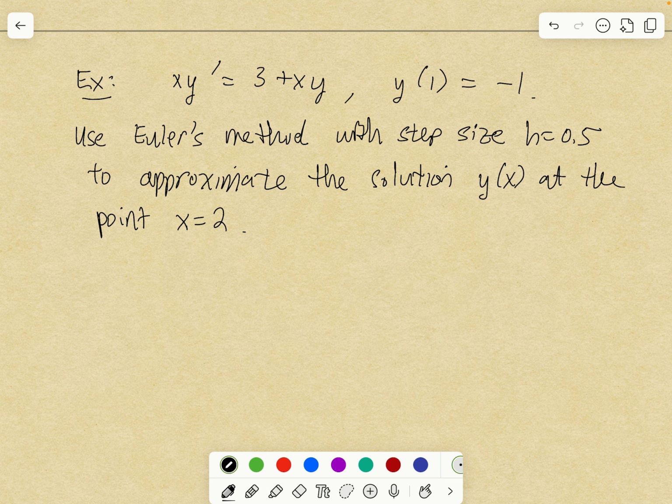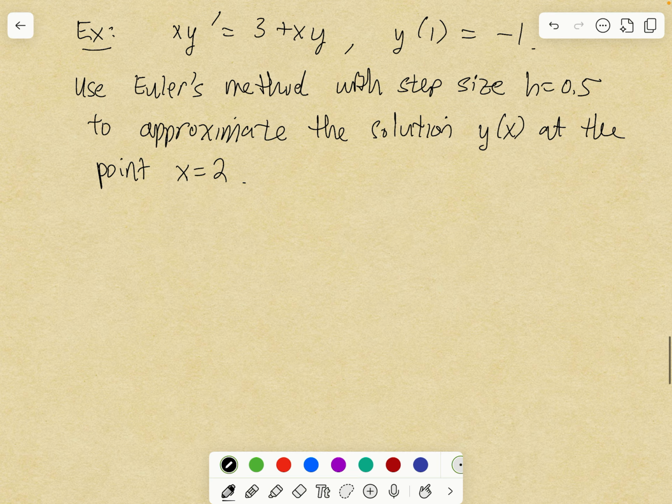So in this problem, they give you the differential equation, they give you the initial value, they give you the step size, and they ask you to use Euler's method to approximate the solution at the point x equals 2. So first of all, when it says the solution y of x at the point x equals 2, what that means is y of 2. So you're supposed to give an estimate for that number.